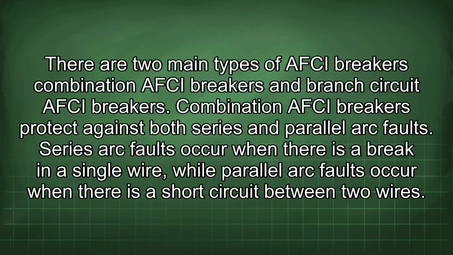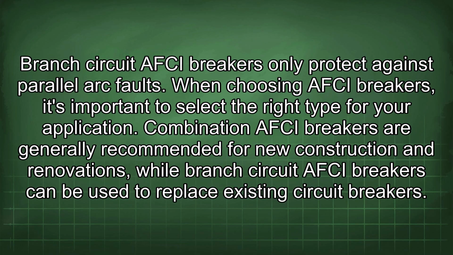There are two main types of AFCI breakers: combination AFCI breakers and branch circuit AFCI breakers. Combination AFCI breakers protect against both series and parallel arc faults. Series arc faults occur when there is a break in a single wire, while parallel arc faults occur when there is a short circuit between two wires. Branch circuit AFCI breakers only protect against parallel arc faults.